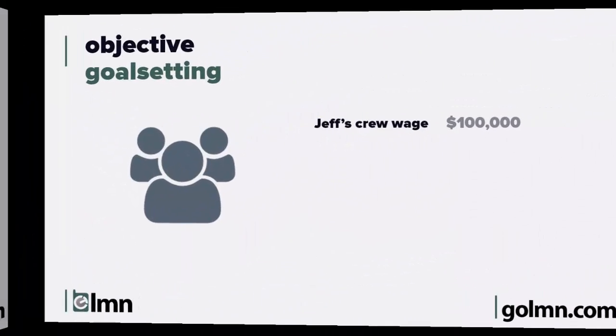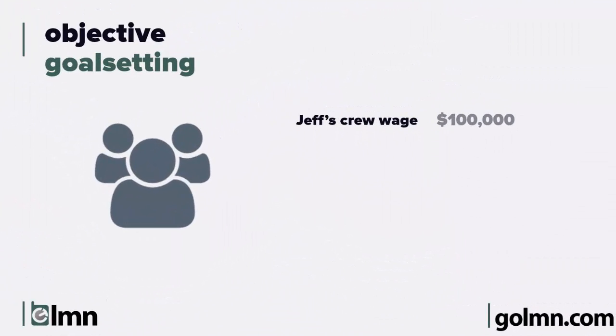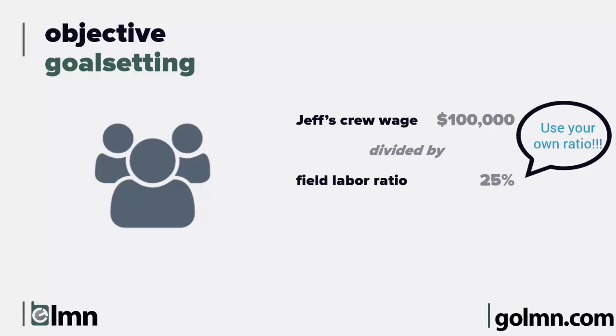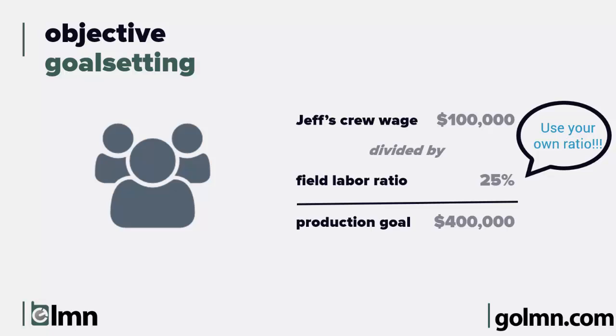Following the steps we did before, if the crew's wage is $100,000 and our field labor ratio is 25%, then Jeff's crew's goal now is $400,000. So in order for Jeff to be worth a raise of $10,000 a year, his crew needs to crank out about $400,000 worth of work, or about $40,000 more than Jeff was doing when he made $40,000.